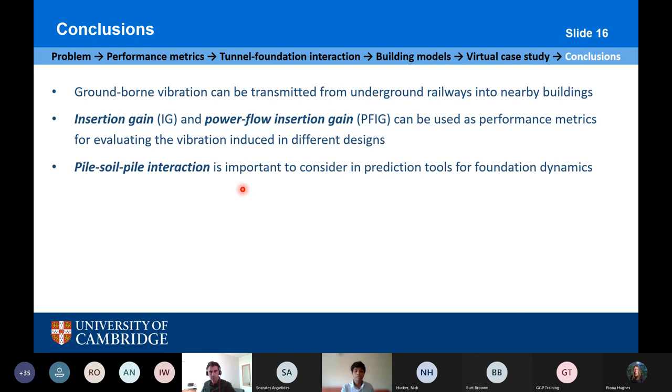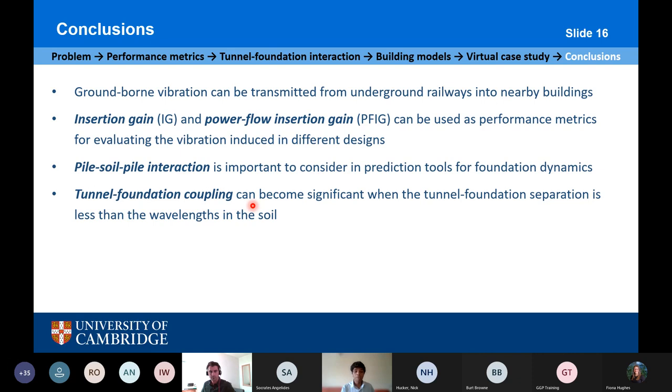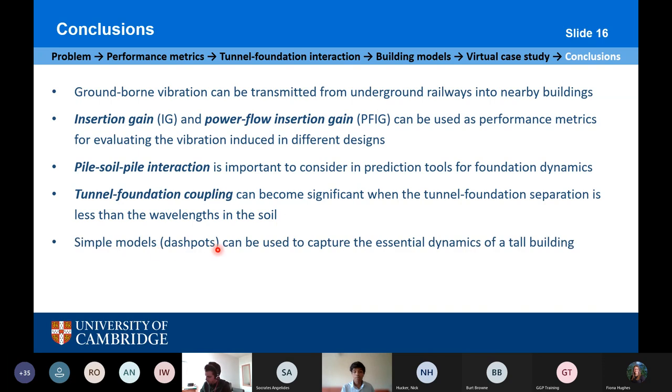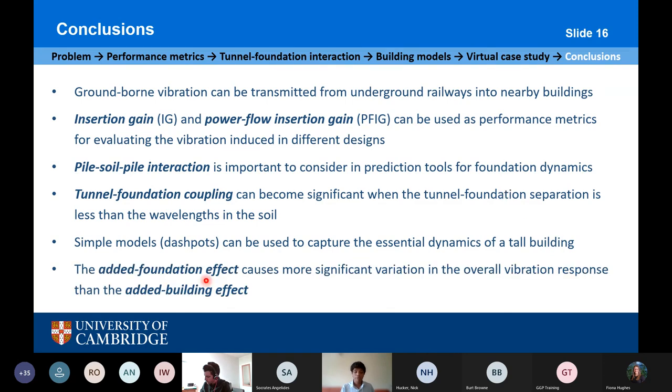The interaction between the piles themselves is important to consider when you're modeling the foundation dynamics. Tunnel-foundation coupling can also be significant, especially when the separation distance between the tunnel and the foundation is around the same order as, or less than, the wavelengths in the soil. Using simple models such as dashpots is good to capture the essential dynamics of particularly tall buildings. And finally, we see that the added foundation effect causes more significant variation compared to the added building effect. In other words, adding in the foundation causes a larger difference in the vibration compared to just adding the building itself on top of the foundation.